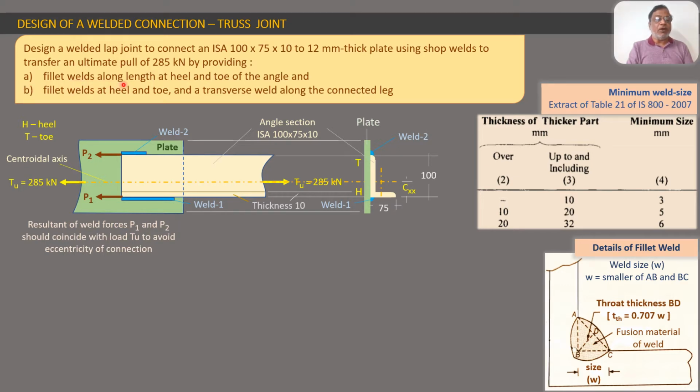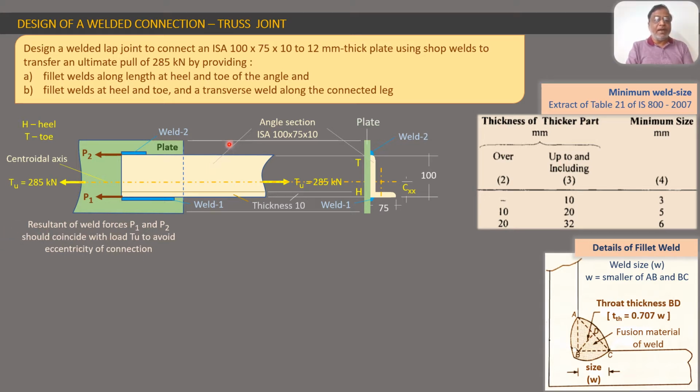A, fillet welds along the length at the heel and toe of the angle, and B, fillet welds at the heel and toe and a transverse weld along the connected leg of the angle. So this is a single problem containing two problems, A and B. This is the diagram of the problem. Here we will understand the details of the diagram.